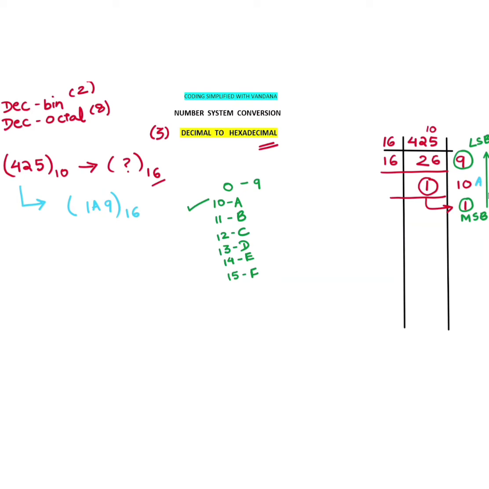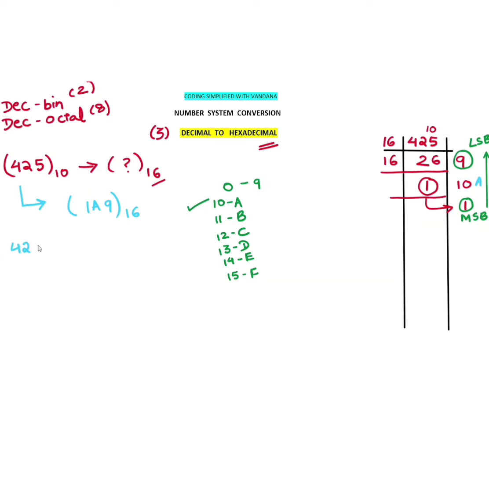Remember, we have written it in the reverse order. 1. In place of 10, we've written A and the number 9. So 1A9. This is the hexadecimal equivalent for this given decimal number 425. Let's continue with the fractional discussion also.